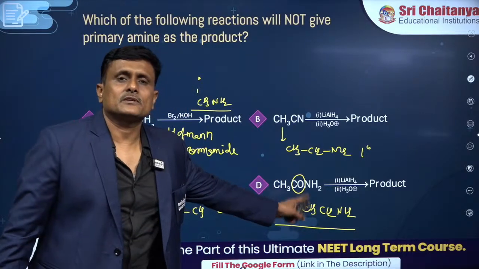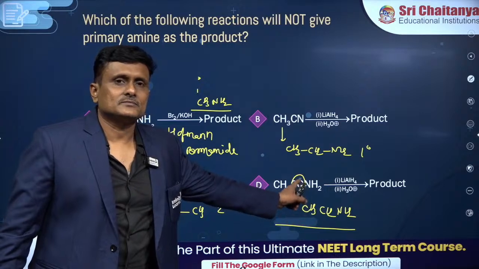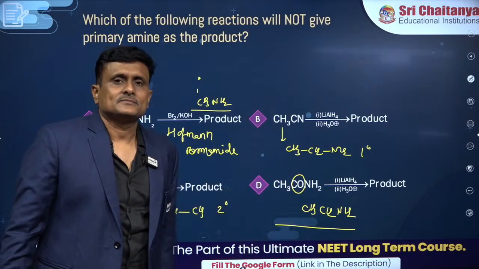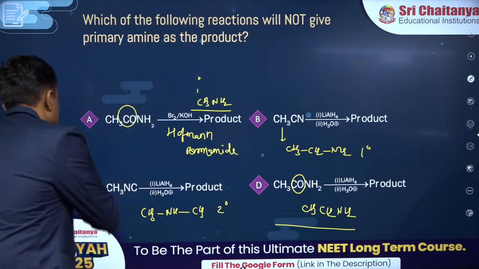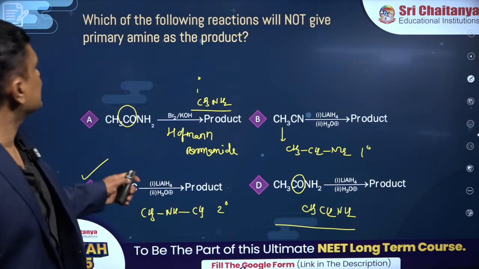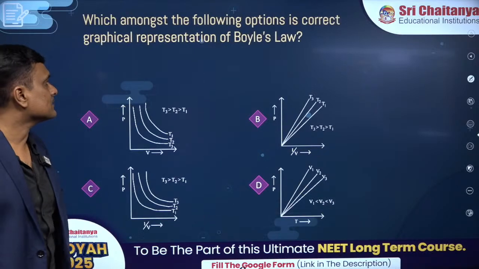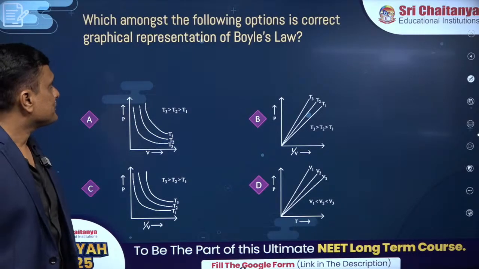This is one very special reaction. Only amide does this. Is it understood? Okay, so this is how it goes. So what is the right answer for this question? Option C, right? Will not give primary amine. You can see option C. The compound is giving secondary amine, but it is all right.